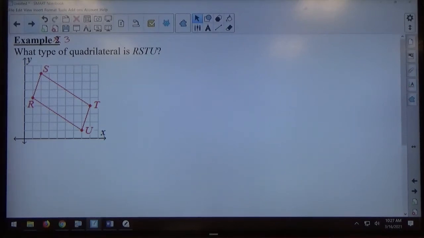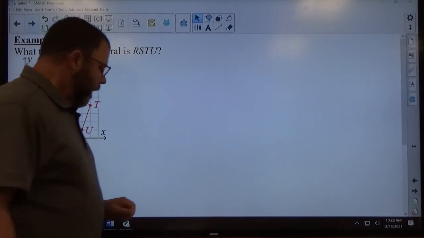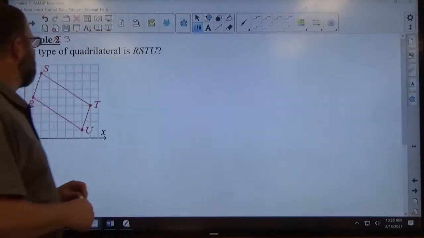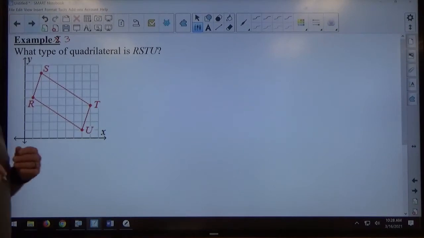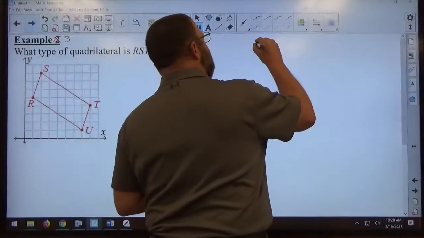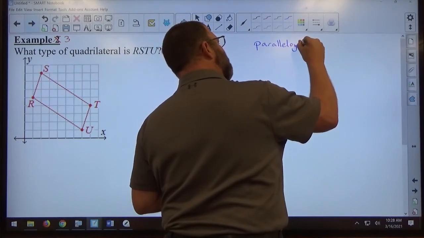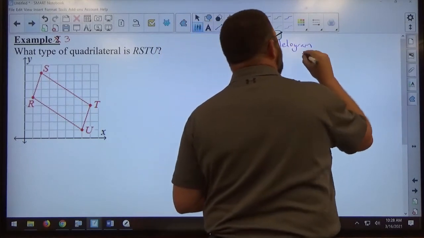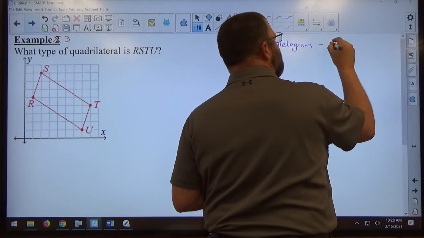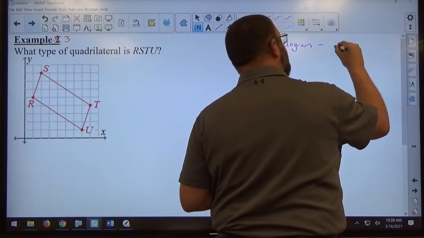So today we're going to continue with this coordinate geometry idea. We're going to deal with quadrilaterals specifically today, and first off, this is labeled example 2, it should be called example 3. And they want us to identify what type of quadrilateral this is. So the types of quadrilaterals we have are a parallelogram, what we're looking for is both pairs of opposite sides parallel.